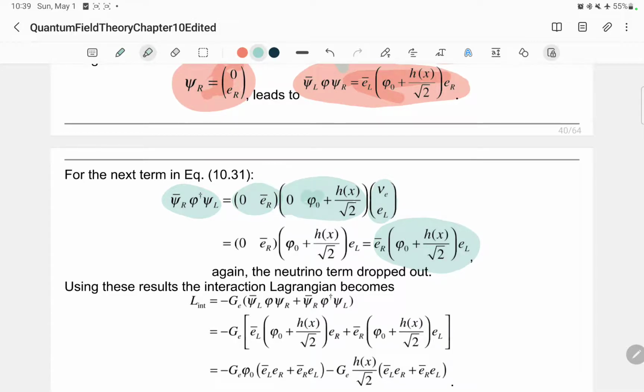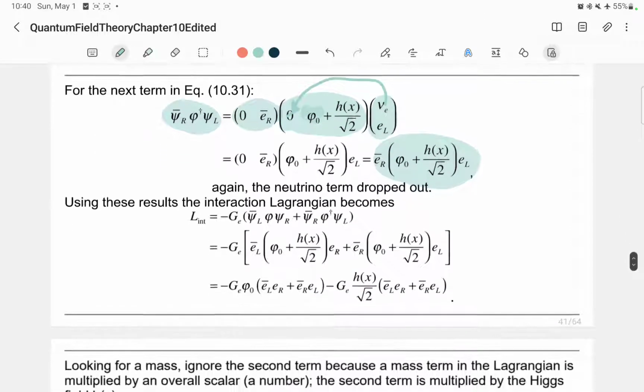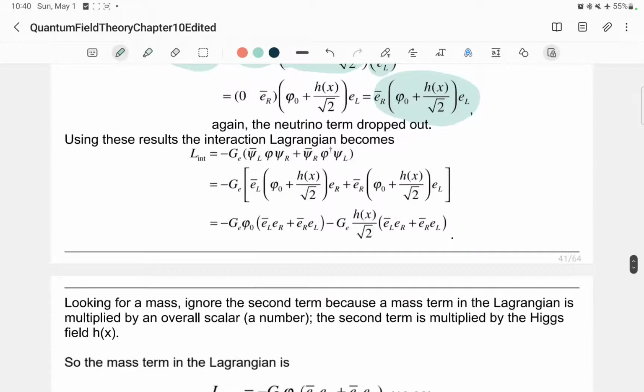So again, the neutrino term drops out because it has to multiply this one to this one, so it will just become 0. So our interaction term will be simplified to this. So from here, which is just equal to, if you substitute our earlier result, this would just be this term plus this one here.